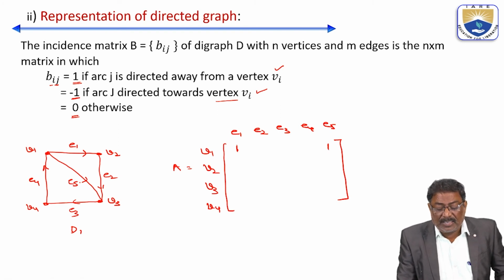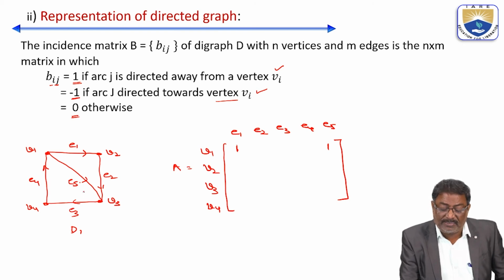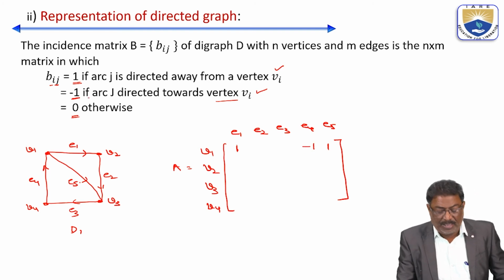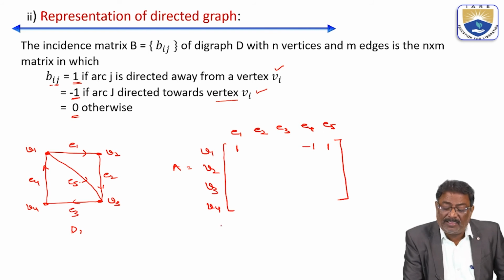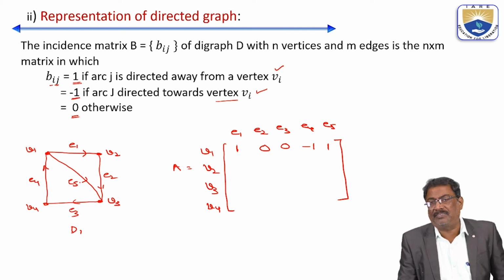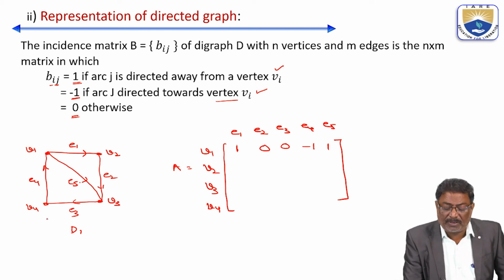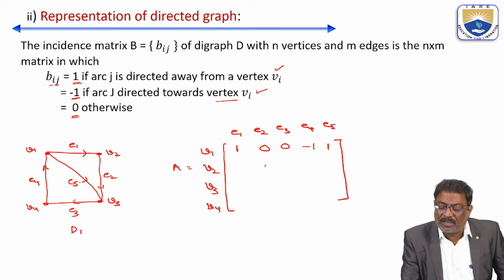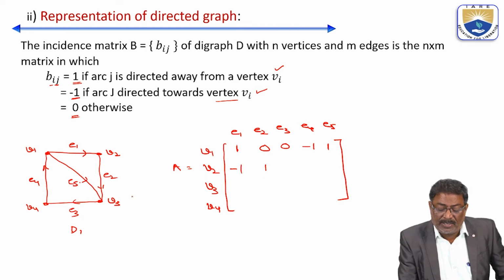And next, what about E4? E4 is coming into that vertex, so I am taking it as -1. And the remaining edges are not incident to that vertex. Now if I am considering V2, this E2 edge is leaving, so the corresponding entry is 1. And next, the E1 edge is coming into that vertex, so it is -1. There are only two edges at V2, so the remaining are zeros.